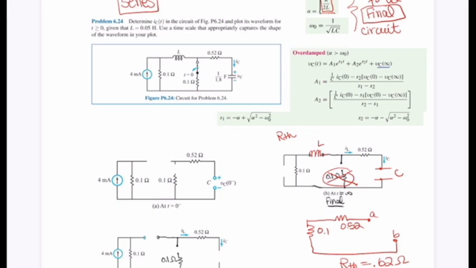No, because in the final one, it now becomes open. After it charges, after a long time, it's just going to be a wire. That's why it's easier to redraw them. Redraw it each time.